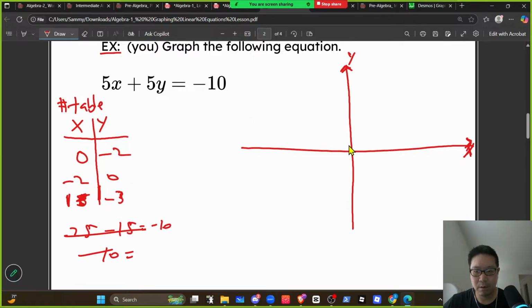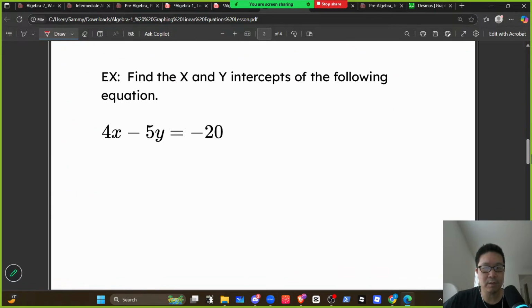And for the graph, 0 and -2, -2 and 0, oh yeah, right there, and then 1 and -3. So something that looks like that. Does your graph look like that? Yeah. Okay, good. Let's move on.